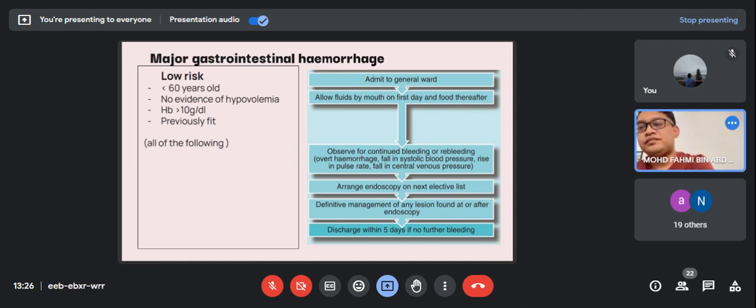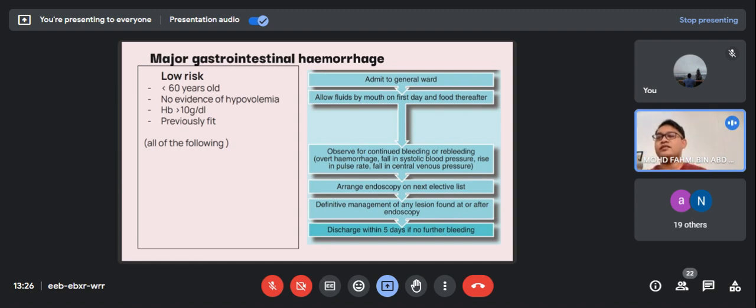Upper and lower. So apa beza upper and lower? Anatomically, it's bleeding above the ligament, proximal to distal of the ligament of Treitz. Proximal to the ligament of Treitz is upper GI bleed, distal to it is lower GI bleed. So what are the features of upper GI bleed that differ from lower GI bleed?